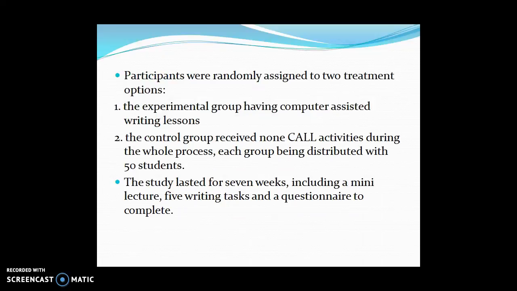proficiency. The participants were randomly assigned to 2 treatment options. One of the groups, the experimental group, had computer-assisted writing lessons, and the control group received non-CALL activities during the whole process. And each group was distributed with 50 students. So the study lasted for 7 weeks, including a mini lecture, 5 writing tasks, and a questionnaire to complete. All these tasks were measured in a way that they could be analyzed in the end to count as data.